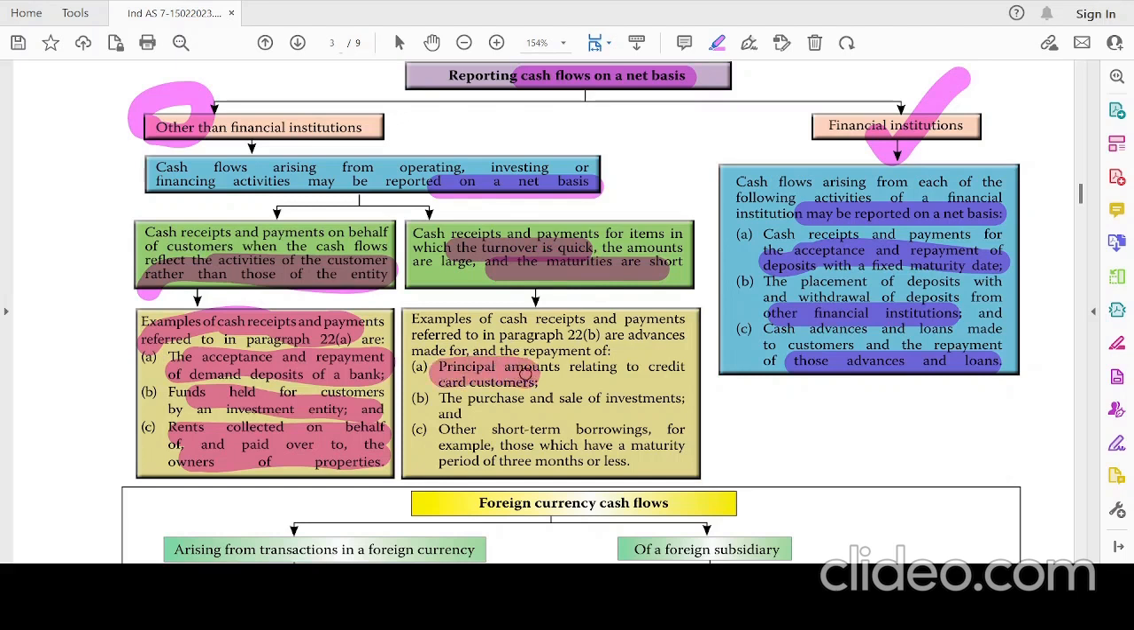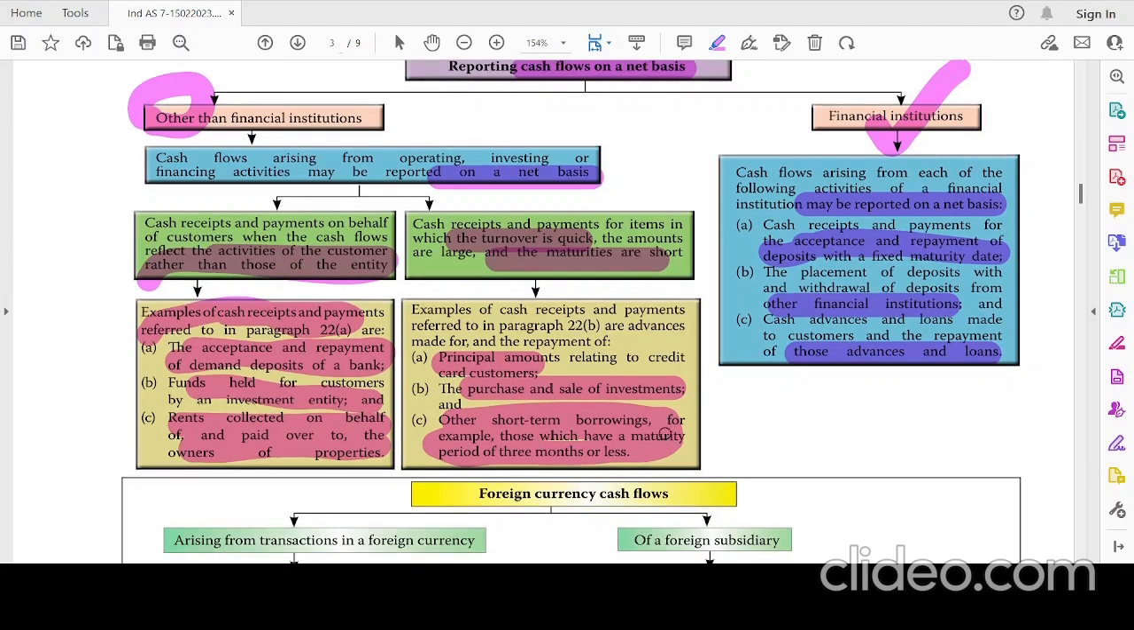Principal amounts relating to credit card customers, the purchase and sale of investments, and other short-term borrowings where the maturity is 3 months or less. These are things that have to be known; it can be a theory question. We report these on a net basis. All of the other things have to be reported on a gross basis.